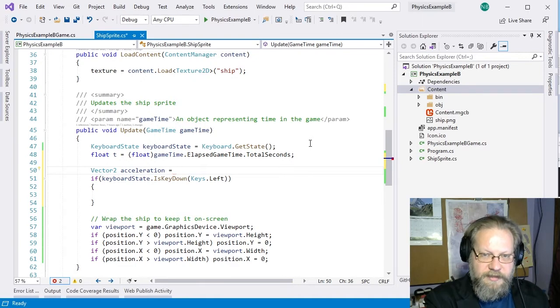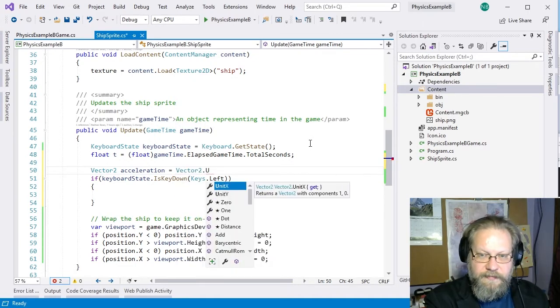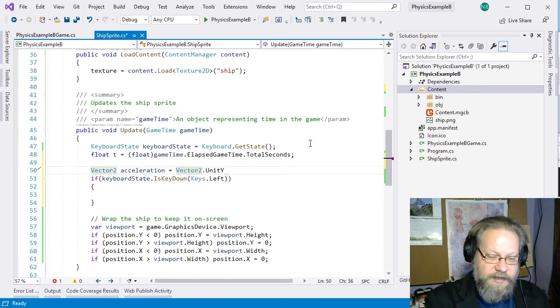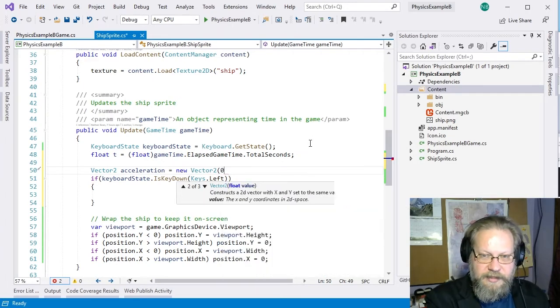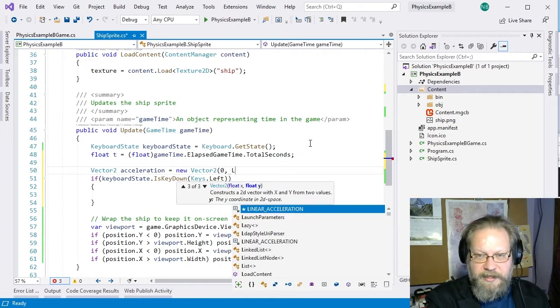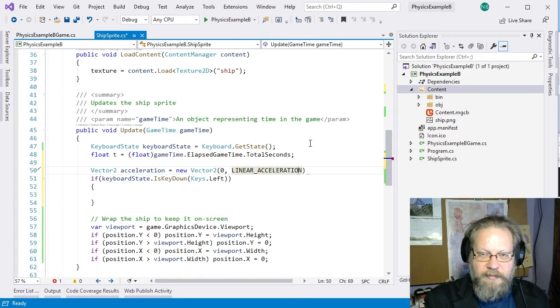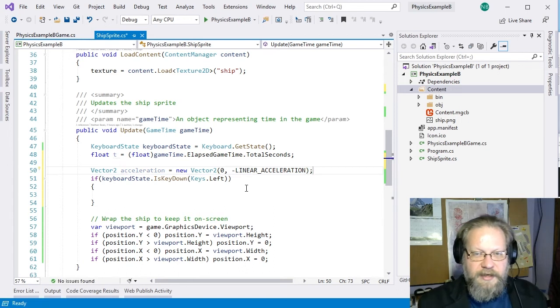Vector 2 acceleration equals vector 2 dot unit y, but we want this in the negative direction. So actually I might just go ahead and do a new vector, a unit vector scaled by our linear acceleration, and we'll make that negative so that we're moving up the screen, because that's the direction our sprite is currently pointing. So that's going to be our acceleration in that forward direction.